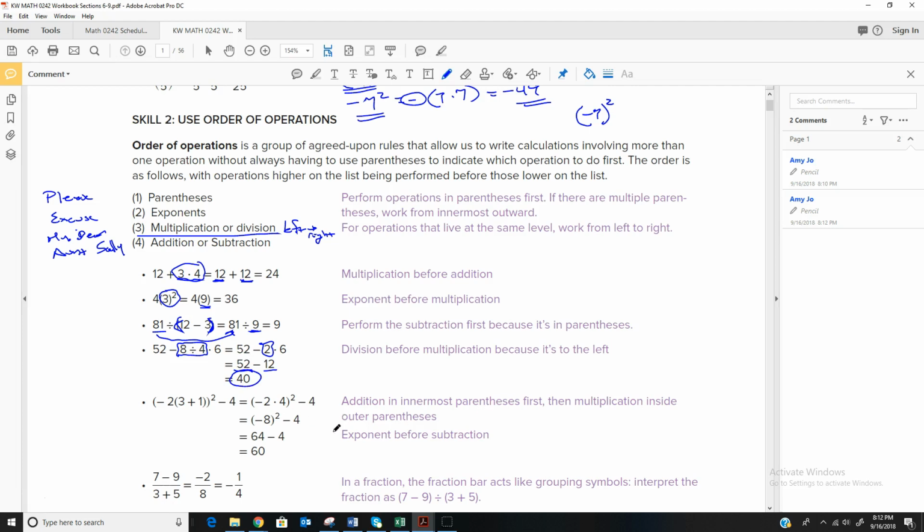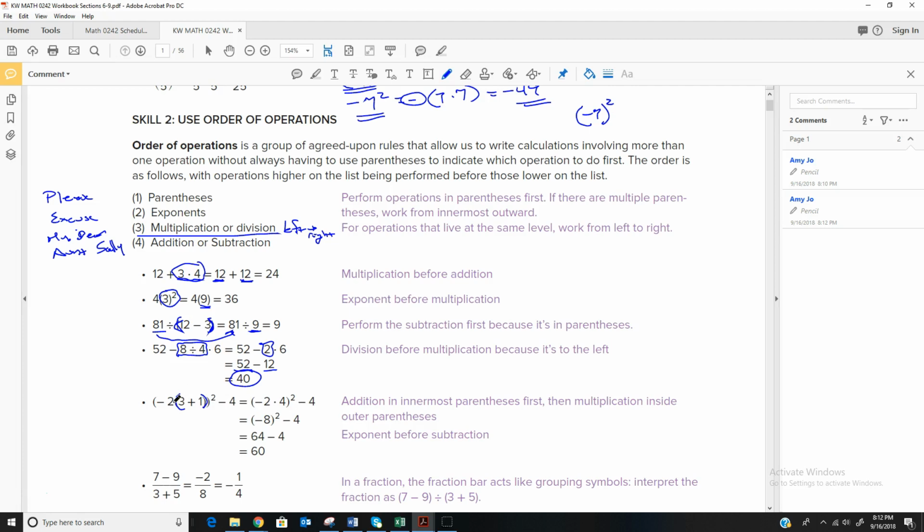All right, and this next one, we've got lots of stuff in here. We've got parentheses, we've got exponents, we've got a multiplication, we've got an addition and a subtraction, so we've got all the steps to follow here. So first, we're going to do the innermost parentheses. So we have a parentheses with a parentheses inside. So we're going to do this inside parentheses first.